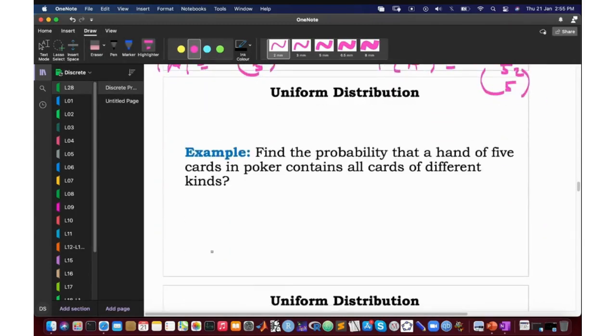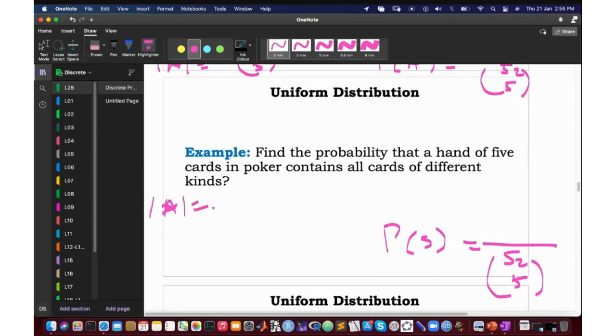Okay, find the probability that a hand of 5 cards contains all cards of different kinds. How about now? So again, the sample space is 52 choose 5. You have to find out the size of A. So you have to choose 5 cards, C1, C2, C3, C4, and C5, and all of them should be from different kinds.